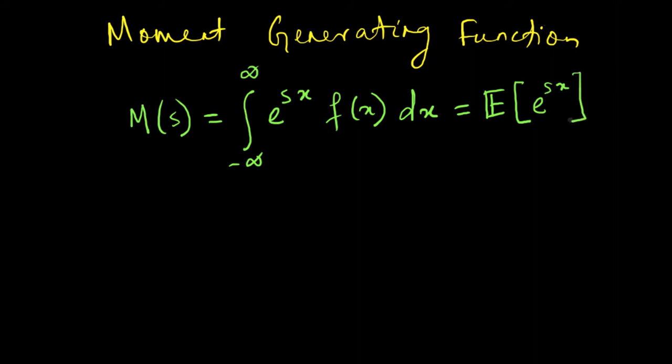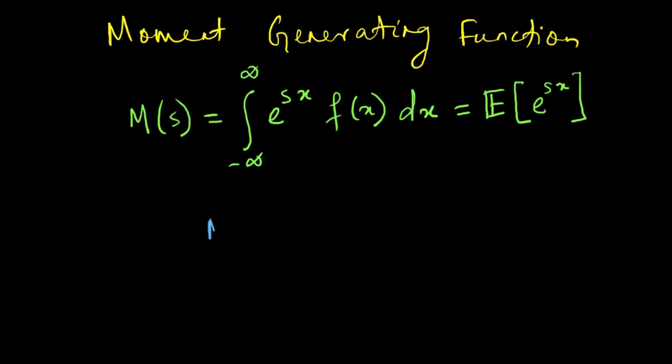So those who have learned signals and systems would be reminded that this is similar to the Laplace transform of a signal. So essentially that is what the moment generating function is all about. And as we know, e power sx actually has an expansion using Taylor series. So if you do that, which I'm not going to do completely over here, but I would ask you to do that.